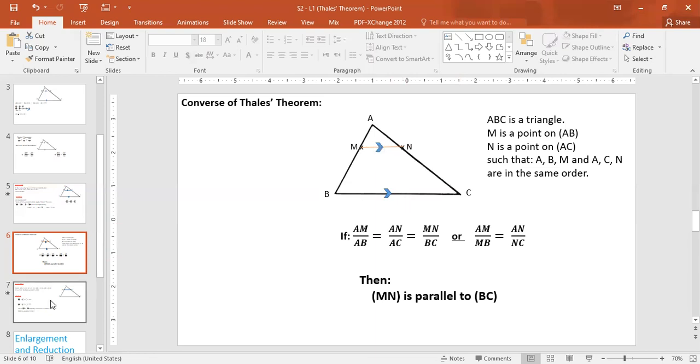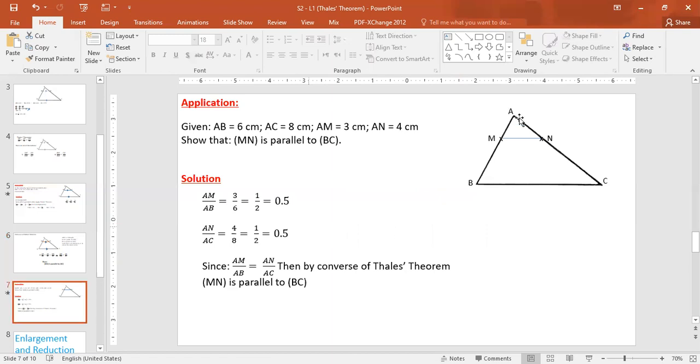Let us apply an application. If I gave you a triangle ABC, M is taken on AB, N is taken on AC. We have the measure of AB, we have the measure of AC, we have the measure of AM, and we have the measure of AN. We should prove that the line MN is parallel to the line BC. To prove that these two lines are parallel, let us see if we can find two equal ratios.